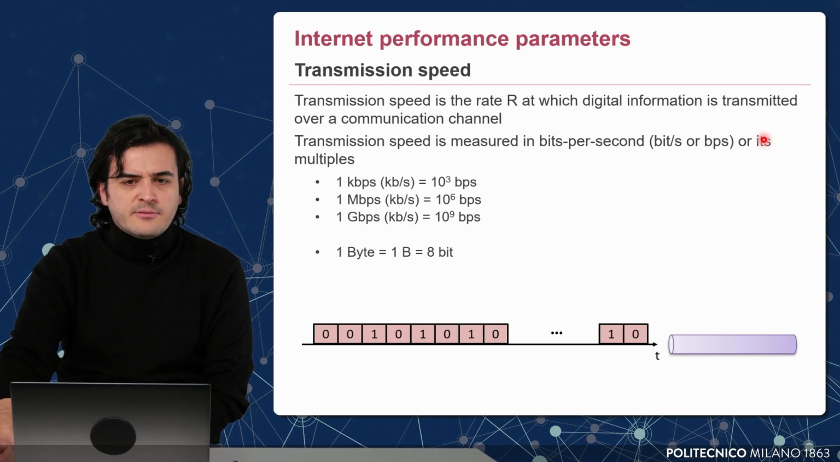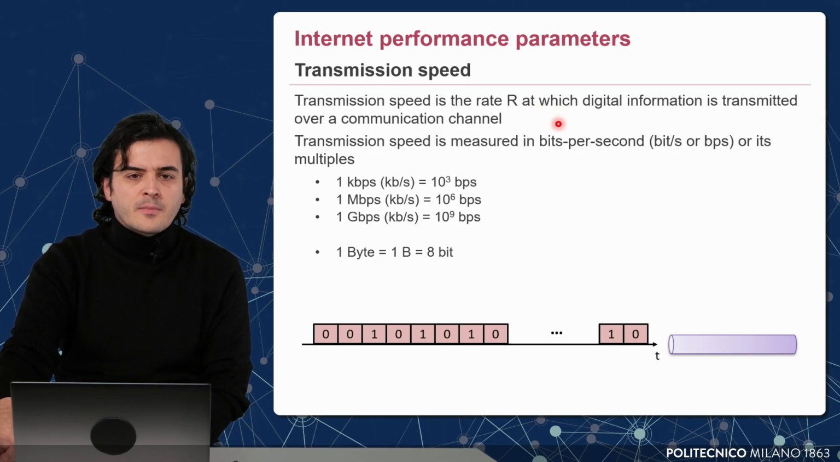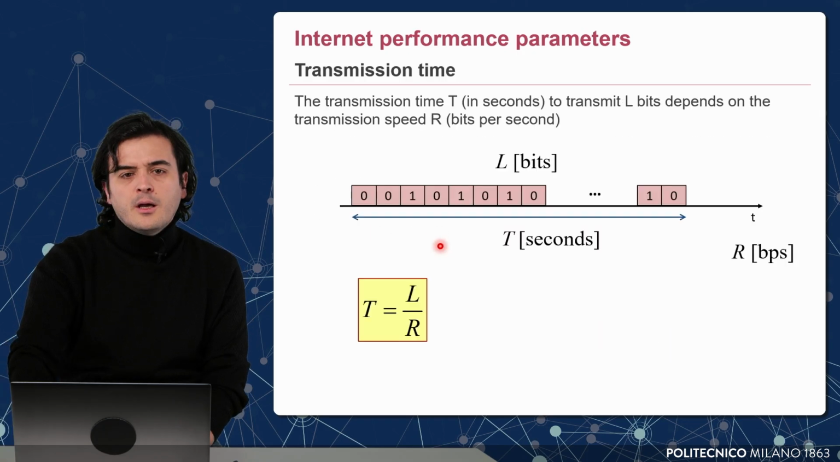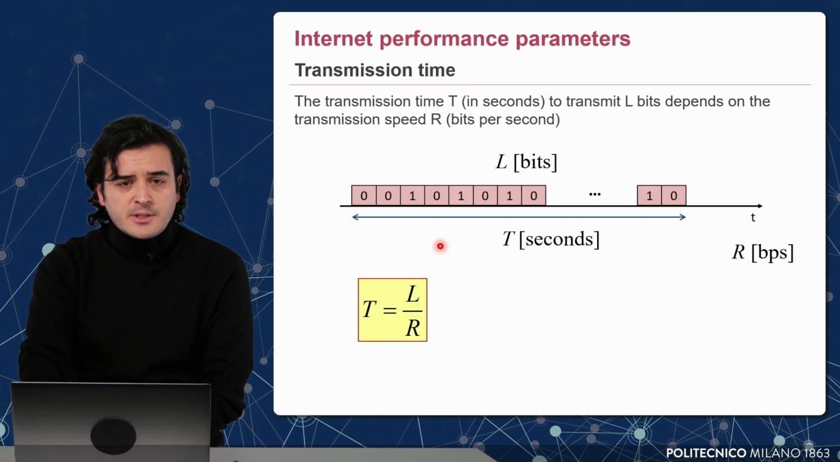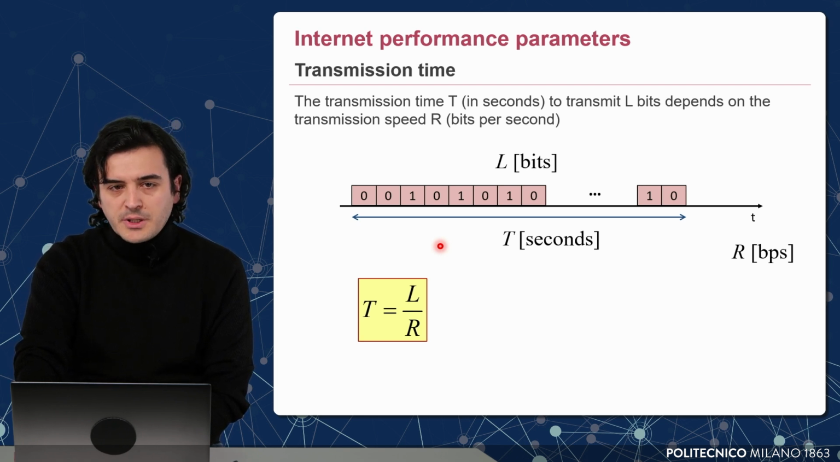Transmission speed is defined as the rate at which the digital information is transmitted over a communication channel. Transmission speed is measured in bits per second, or its multiples such as kilobit per second, megabit per second, or gigabit per second. The transmission time, which it takes to transmit L bits, depends on the transmission speed, R, which is expressed in bits per second.